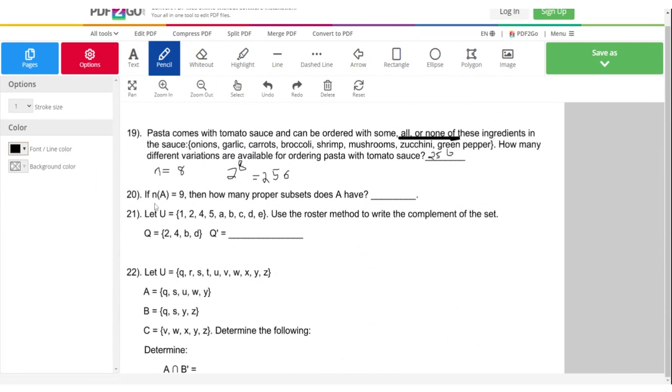If the number of elements in A is 9, how many proper subsets? Well, that's that same thing where we do 2 to the 9th and then take away 1. It's the same question as with 18.